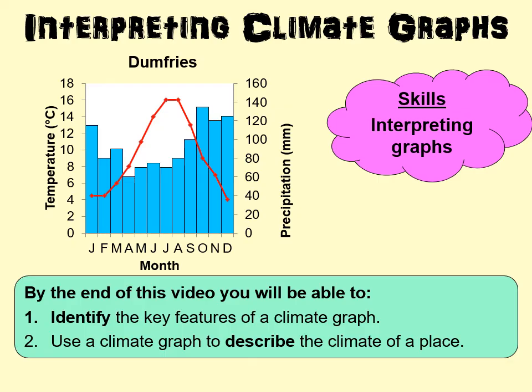Okay, so that's us at the end of our little video about climate graphs. So now you should be able to identify the key features of a climate graph: temperature, precipitation, temperature range, total annual precipitation, and you can use the climate graph to describe the climate of a place by using our 3 steps to write a detailed description of a climate over a year.